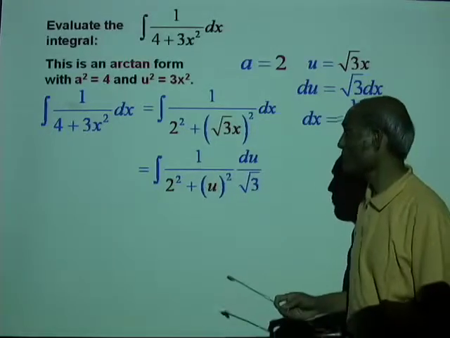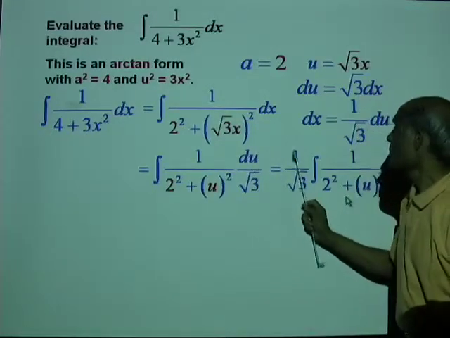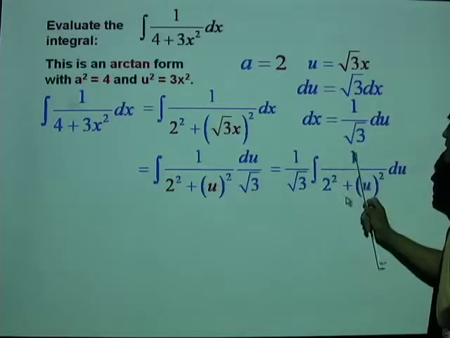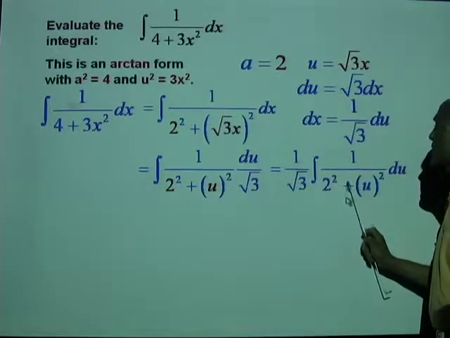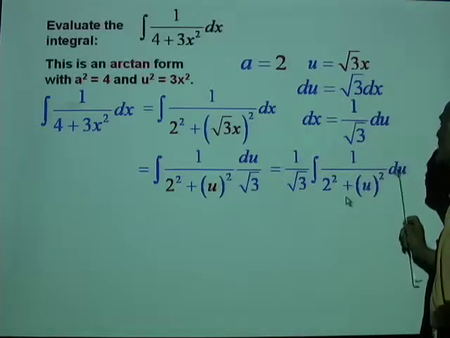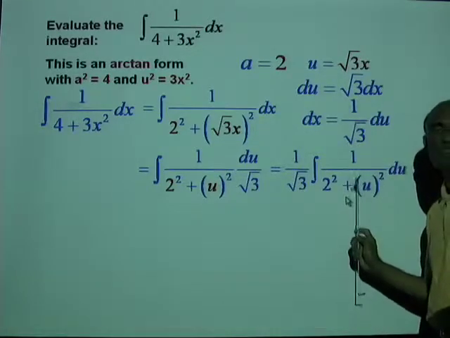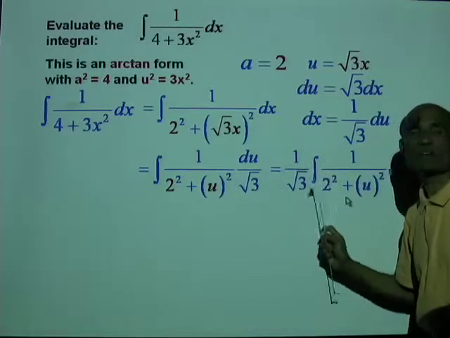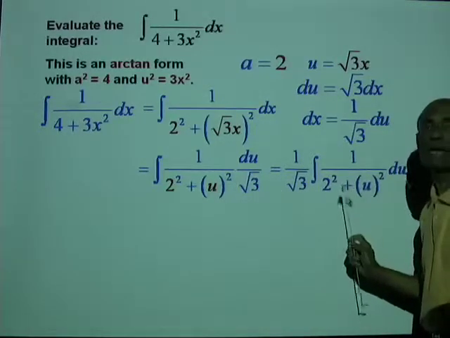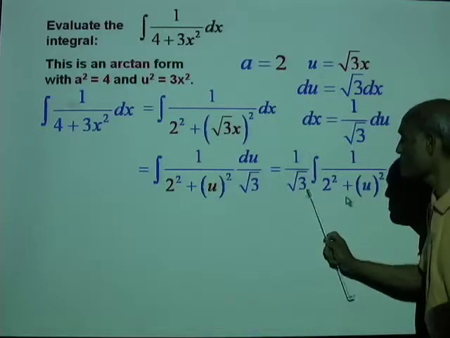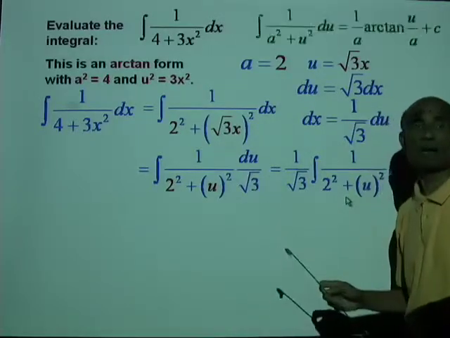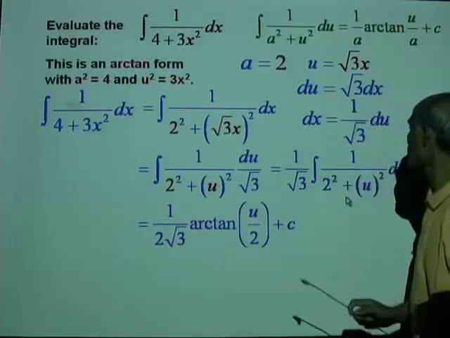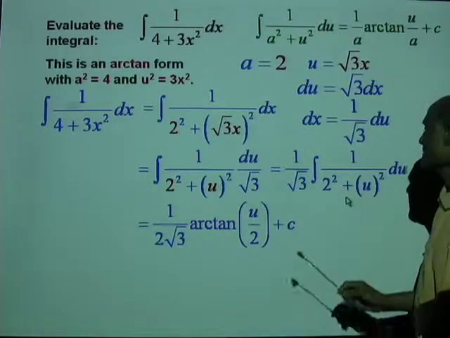Well, this is standard form, and that will be 1 over square root 3, which comes out, times the integral of 1 over 2 squared plus u squared du. What is this integral? It will be 1 over a arctan u over a plus c, with 1 over square root 3 outside. So that will be 1 over 2 square root 3.